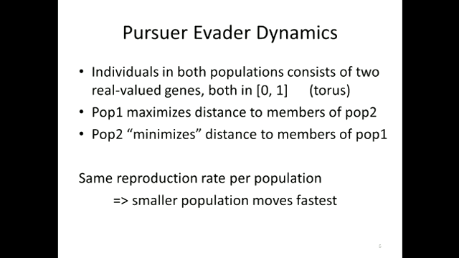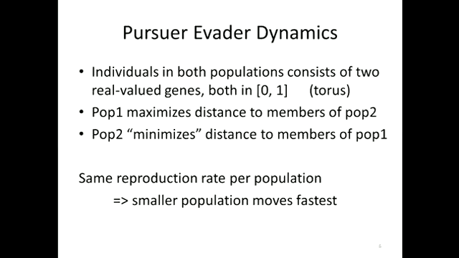Then the pursuer-evader dynamics. This I already told a bit as well. So they are both on a torus between 0 and 1, and they all maximize the distance, or minus the distance, which means they minimize it. As I stuck to my standard coevolutionary algorithm, the reproduction rate per population is the same.